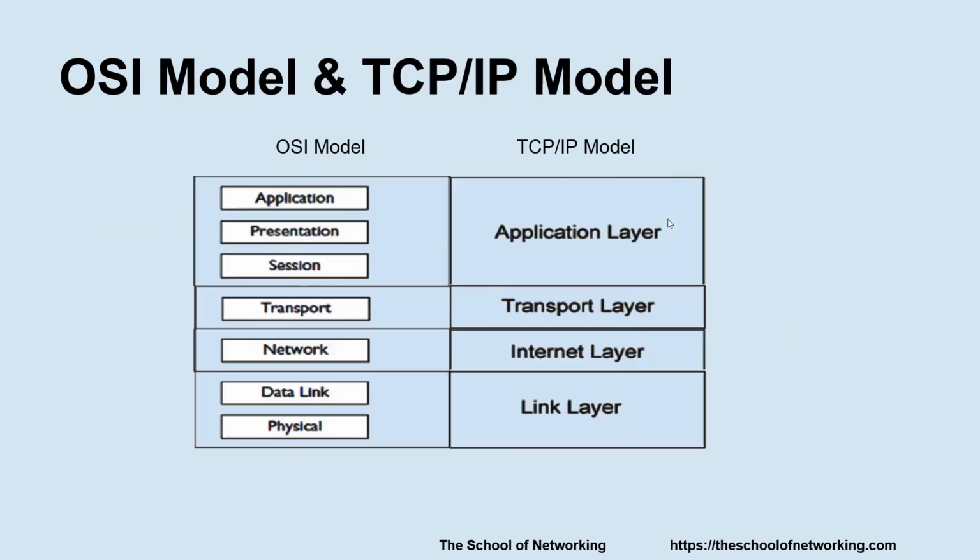If we compare the OSI model and the TCP/IP model, the application, presentation, and session layers are combined as the application layer, the transport layer remains the transport layer, the network layer is the internet layer, and the data link and physical layers are referred to as the link layer or network access layer.